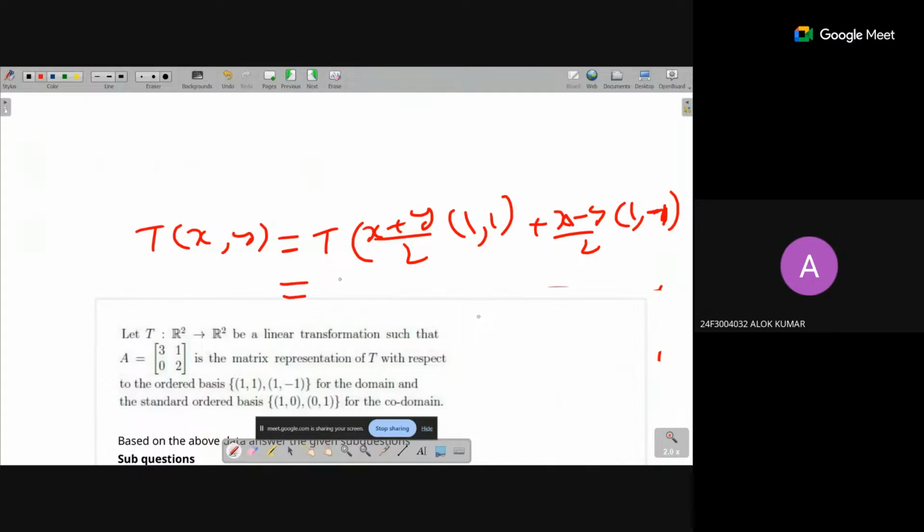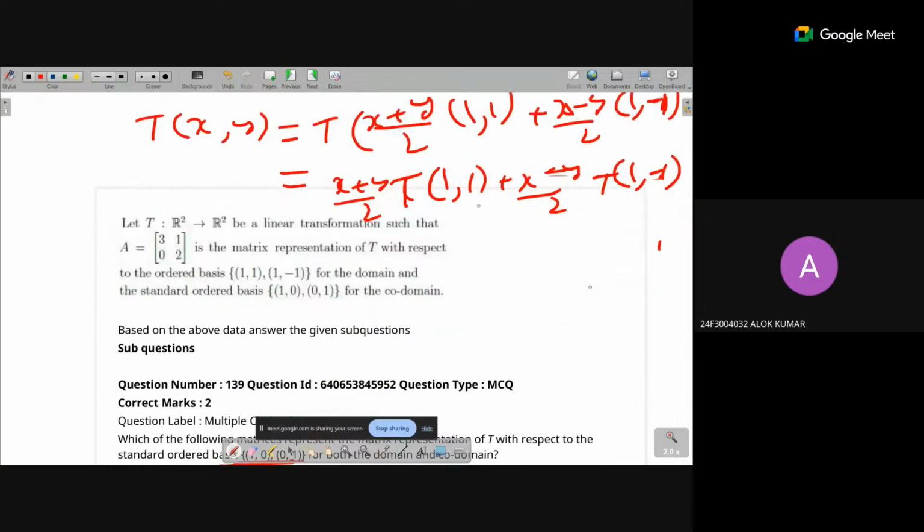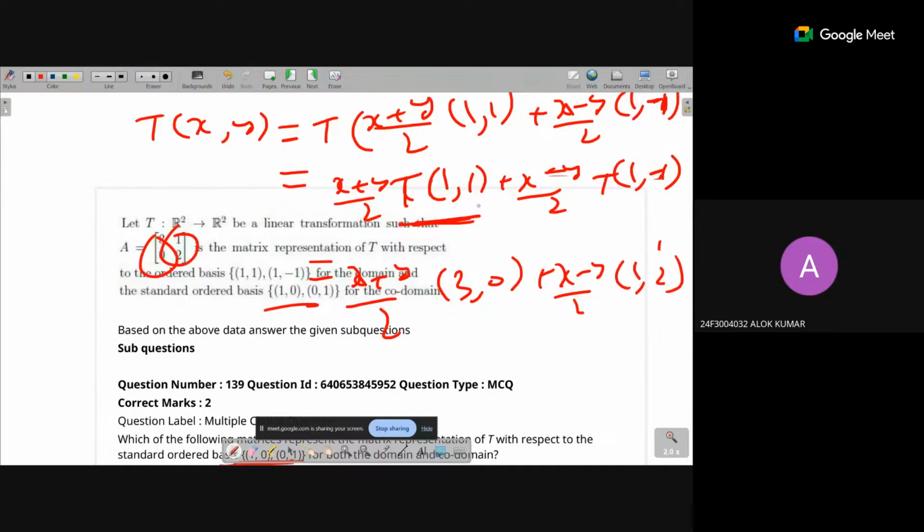Now, since it is a linear transformation, we can write it as (x plus y) by 2 times T(1 comma 1) and (x minus y) by 2 times T(1 comma minus 1). As I calculated earlier, the transformation of 1 comma 1 is nothing but 3 comma 0, and the transformation of minus 1 comma 1 is 1 comma 2. These are the columns, because this is a standard basis. If this is not a standard basis, you have to do it like we have done.